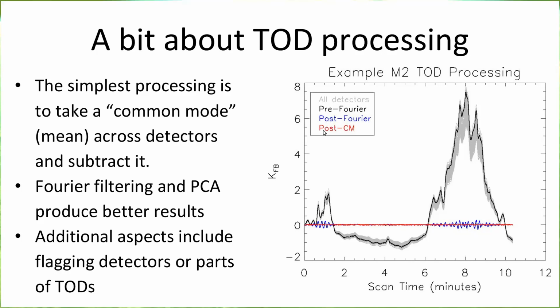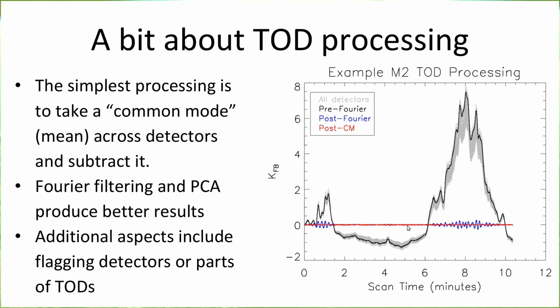Now, as it happens, we've taken to doing some additional Fourier filtering before calculating a common mode. So I show that in blue. And then finally, your red time stream is common mode subtracted and Fourier filtered. And ultimately, what we like to see is something that looks fairly flat and has roughly white noise properties.